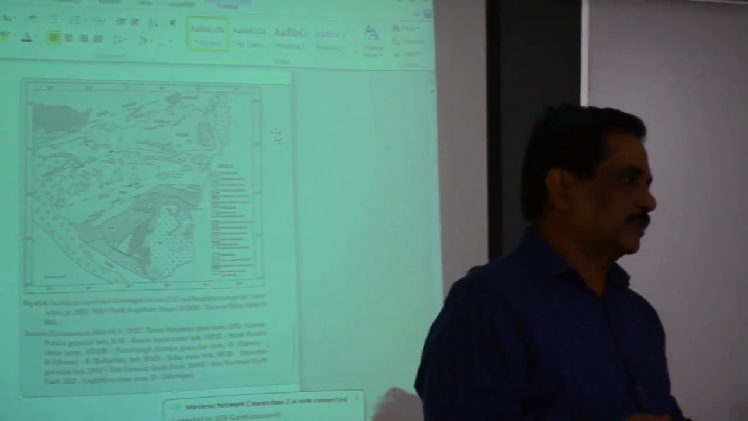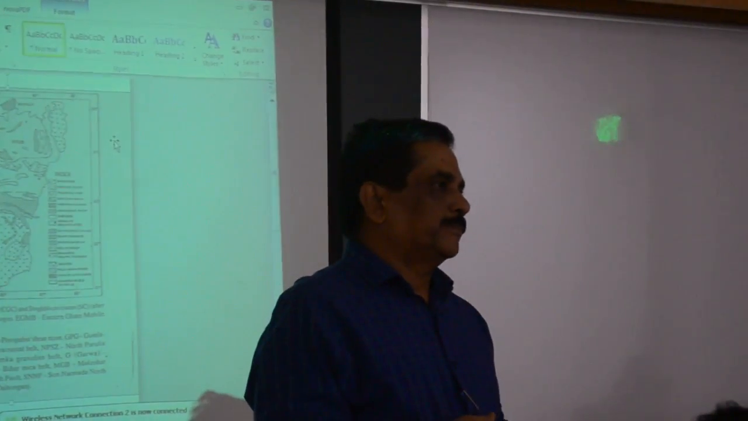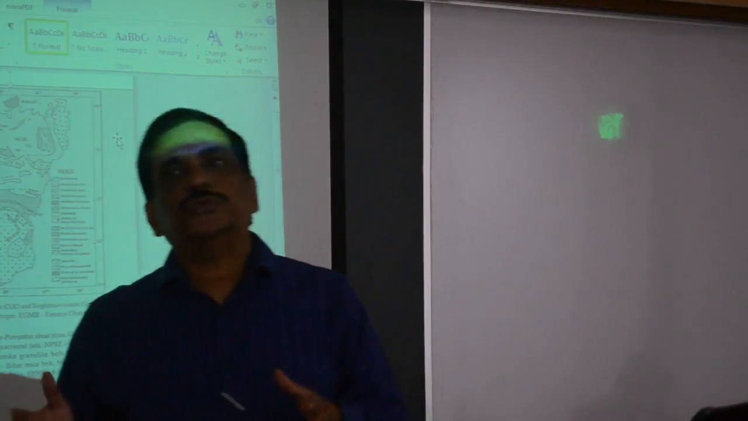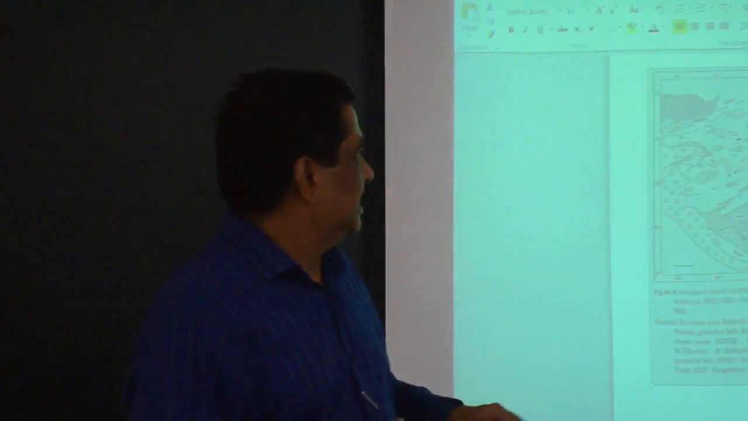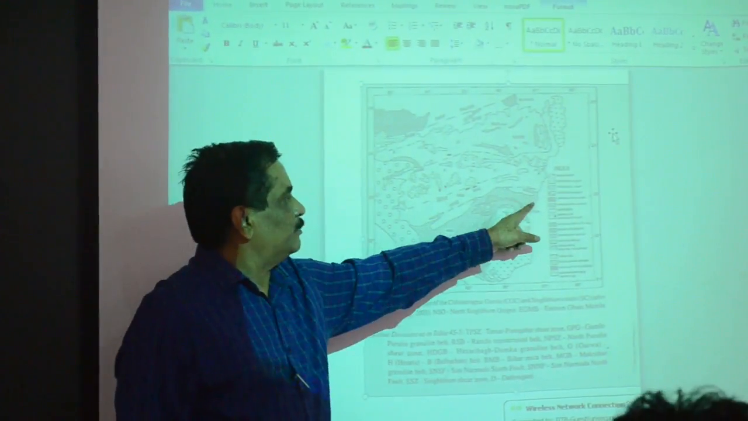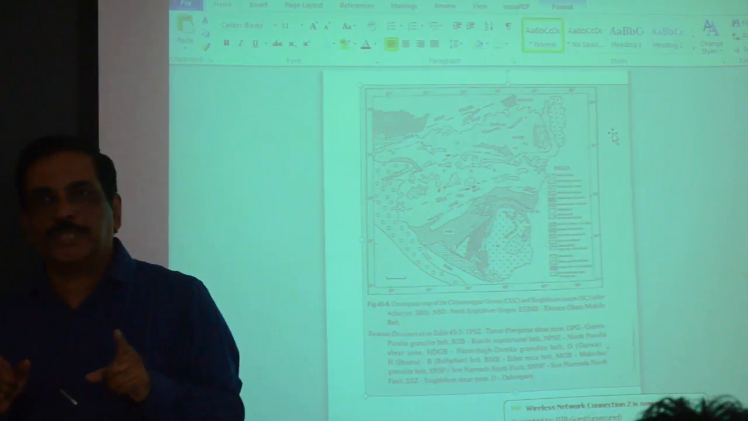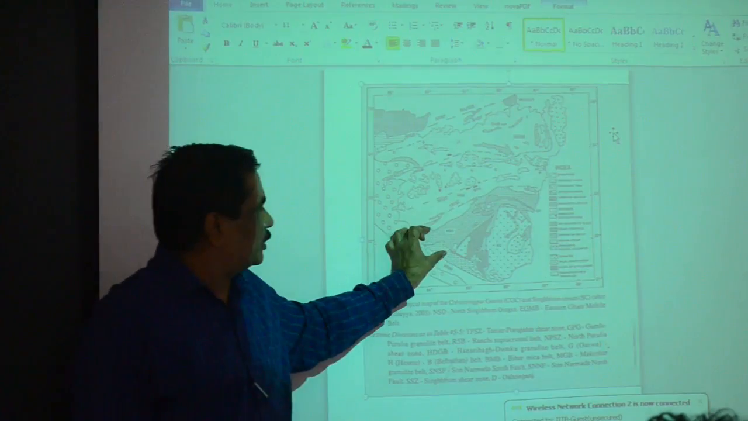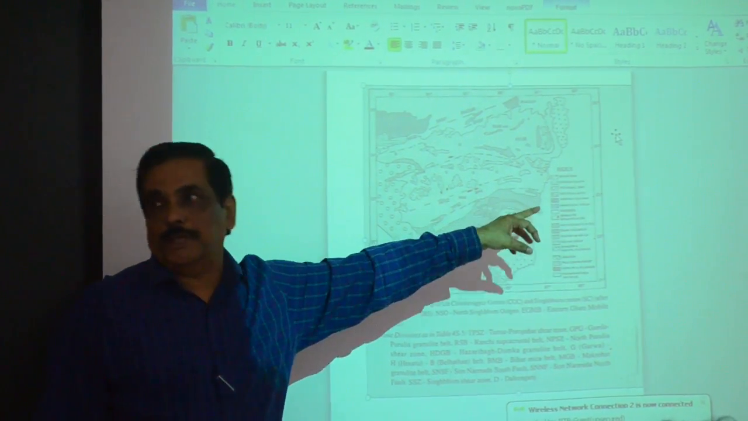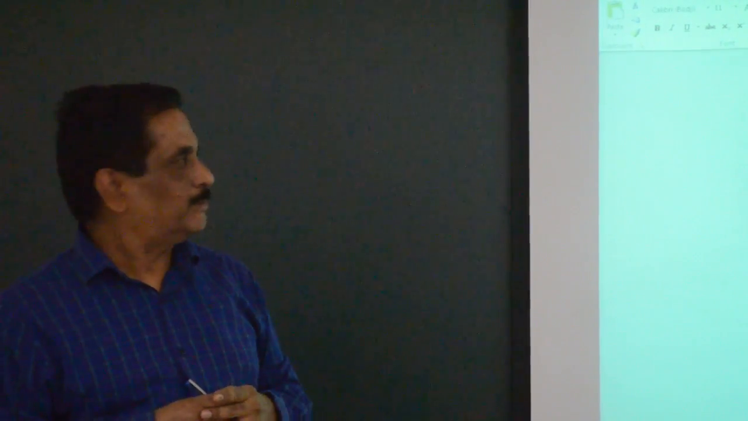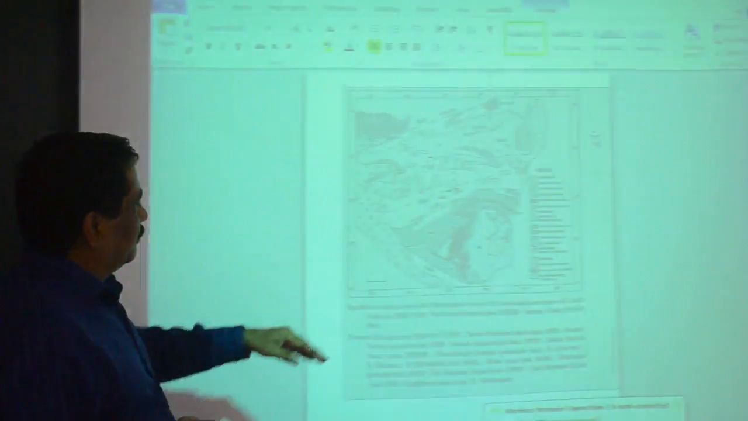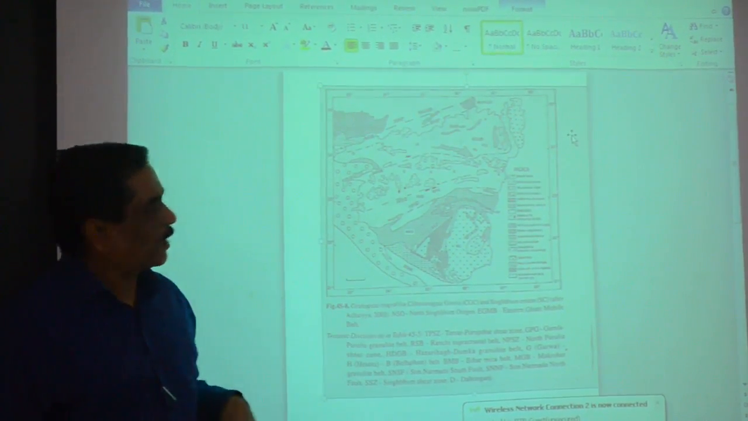Then the Neoproterozoic. So Mobile Belts came only in the Proterozoic; in Archean time it was the Craton. Understood? This is the Craton, this is the Mobile Belt. You have to distinguish these two things. That arcuate part is your Mobile Belt, the Singhbhum Mobile Belt. So, Singhbhum Craton and Singhbhum Mobile Belt. Now this side, I will show you.